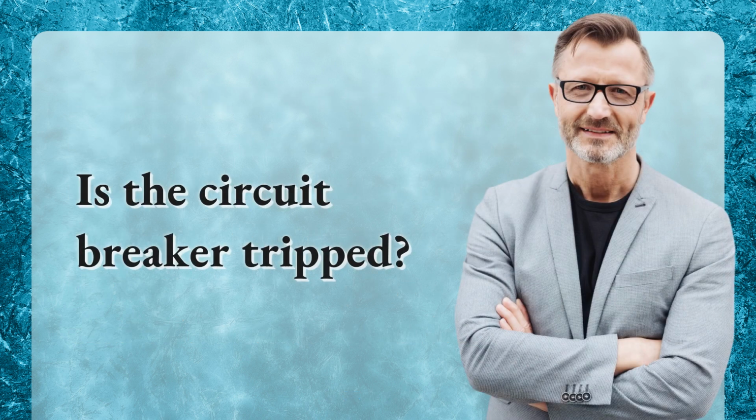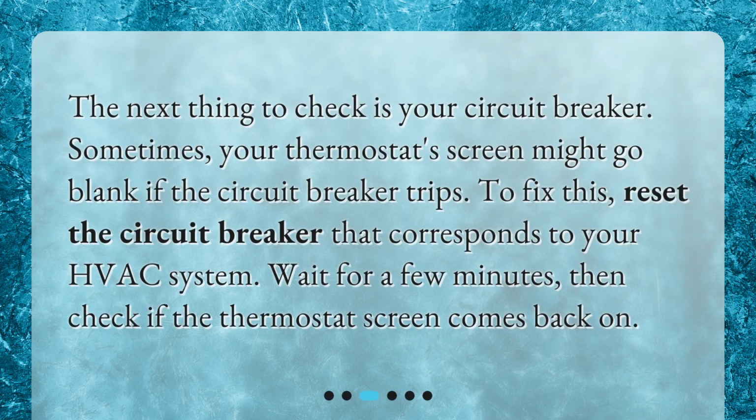Is the circuit breaker tripped? The next thing to check is your circuit breaker. Sometimes, your thermostat screen might go blank if the circuit breaker trips. To fix this, reset the circuit breaker that corresponds to your HVAC system. Wait for a few minutes, then check if the thermostat screen comes back on.